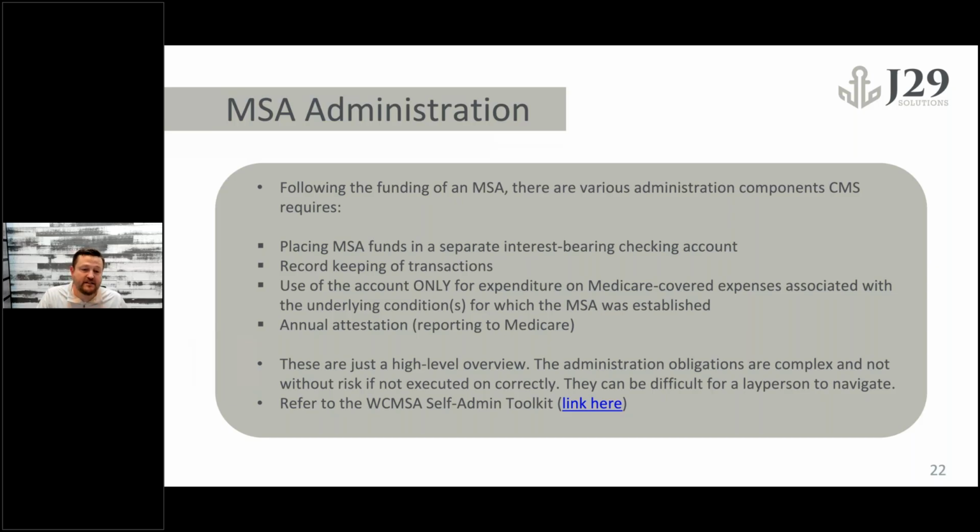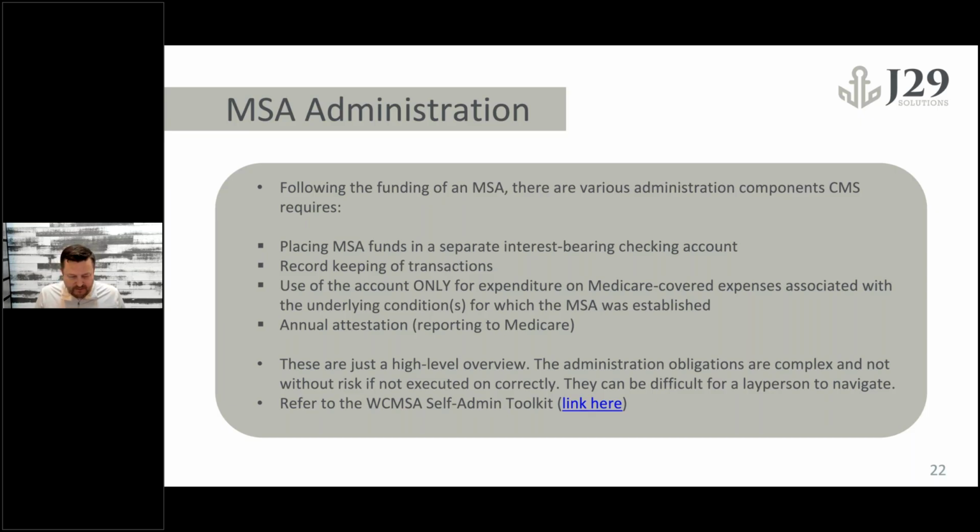And then lastly there's what we refer to as annual attestation. Basically that's reporting to Medicare. That is the administrator or individual, if they're self-administering, saying, hey, Medicare, I spent the money on a yearly basis. I spent the money properly, so don't cut off my Medicare benefits. And here's a record of what was in the account in the beginning and what's in the end and how much I used to spend it on Medicare covered meds.